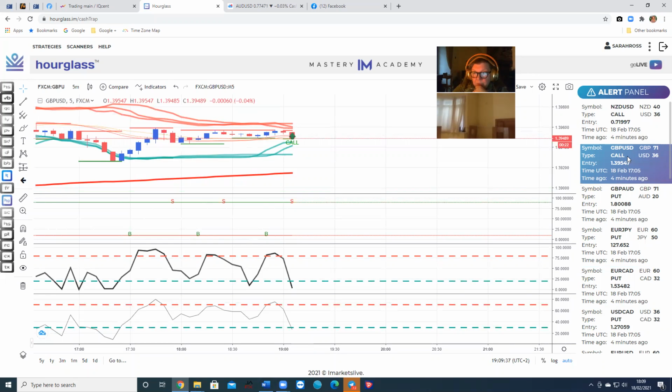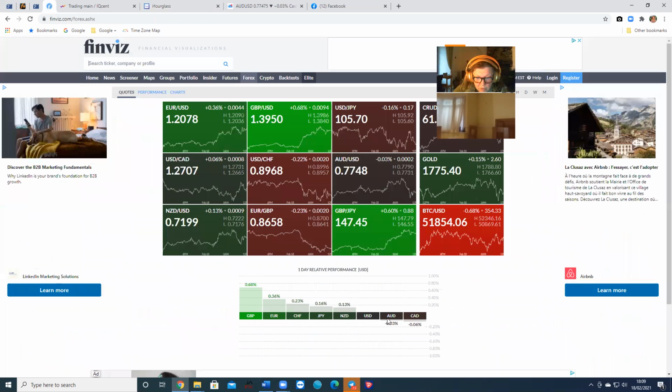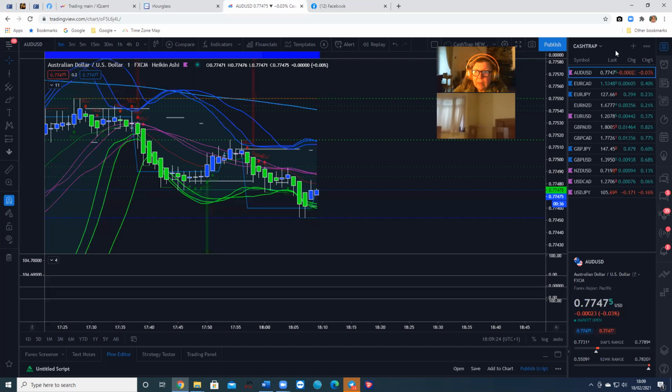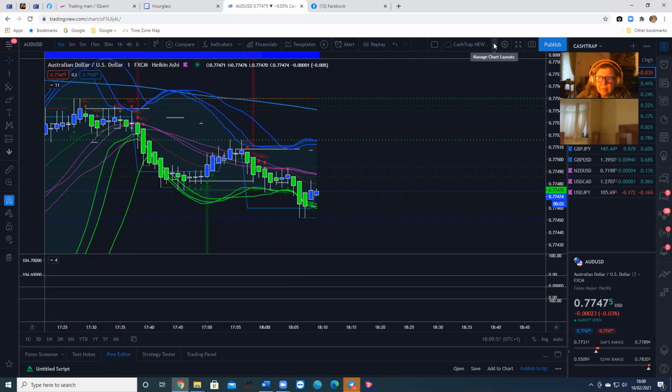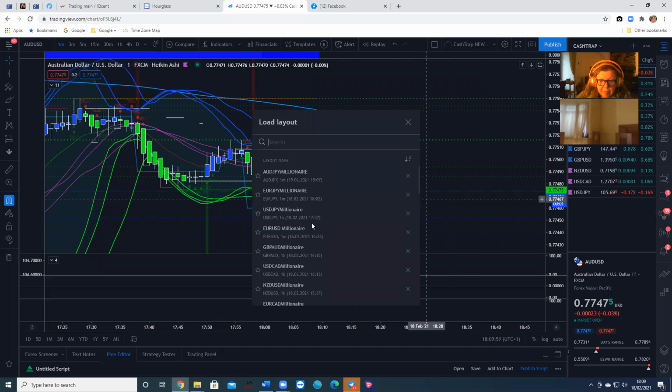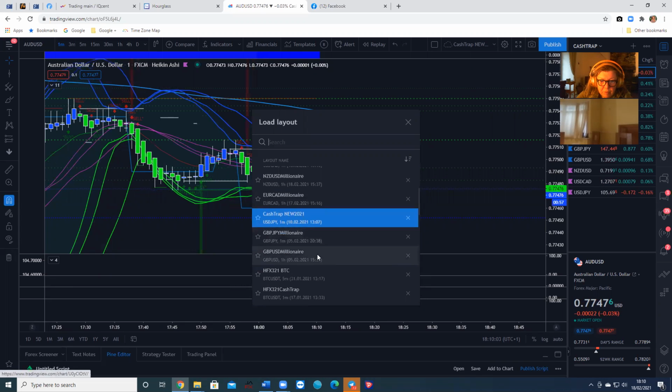GBP, that could be good for a call. Moving averages in our favour. It was selling, if those flip back up. We've got GBP is stronger, a lot stronger. It's the strongest. And on my GBP USD, I haven't looked at that for a while.